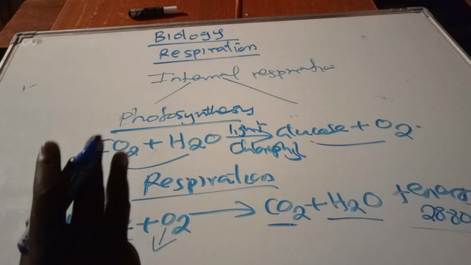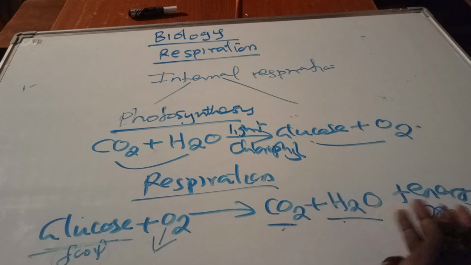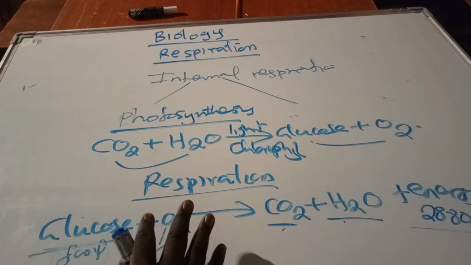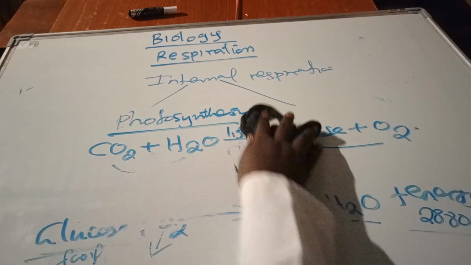So under aerobic respiration, the release of energy from the food substance, this food, in the presence of oxygen to form carbon dioxide and water, and also a huge amount of energy is produced as well. So this one is under aerobic respiration. Then now I'll go to anaerobic respiration.